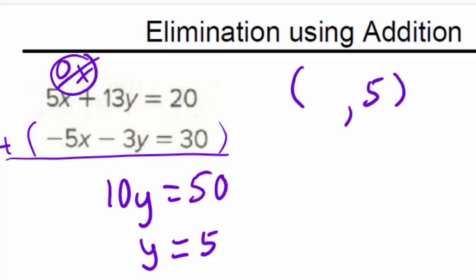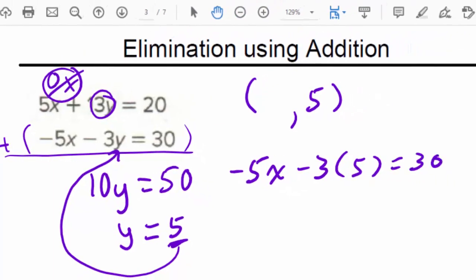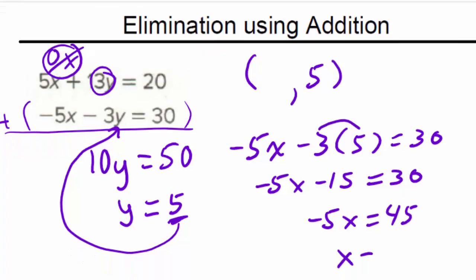Now I got to find the other half. And I'm going to choose to take this 5 right here and substitute it into this equation. So negative 5x minus 3 times, and in place of y, I'm going to put 5. And it's still equal to 30, and keep solving. So negative 5x, this right here will give me minus 15 equals 30. Then I'm going to add 15 to both sides. So I have negative 5x equals, when I add 15 to 30, I get 45. And then divide both sides by negative 5, and x equals negative 9. So the solution to this system is negative 9, 5.